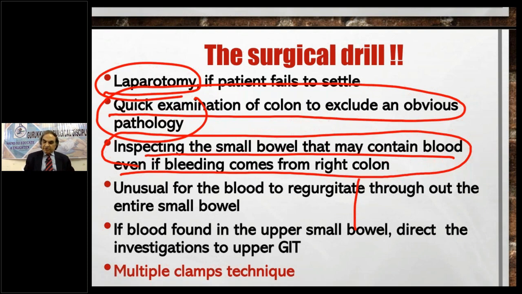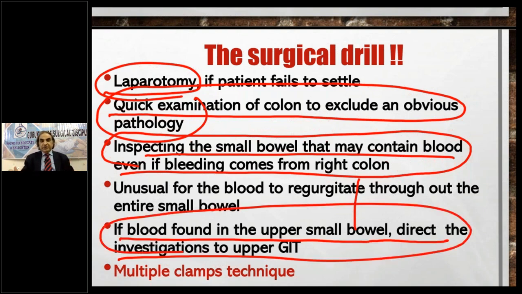If blood is found in the upper small bowel, direct the investigation to the upper GIT, which is what I just told you. If it is the larger part, lower down, lower GI bleeding. If only the upper part of the small bowel has blood, where is it coming from? From the upper part. So put in a scope, even on the table it can be done. And what is the multiple clamp technique? I'll just share with you.